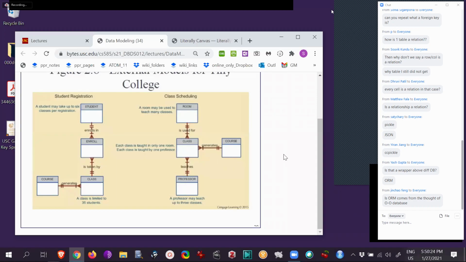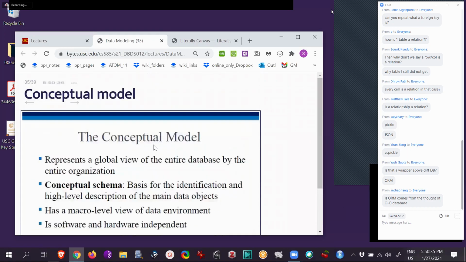One-to-many is one of the most common relationships between all the 3. There's not too many one-to-ones in the world. There's not that many many-to-many. One-to-many is quite common, okay? More common than the other 2. All right, so that is a conceptual model.